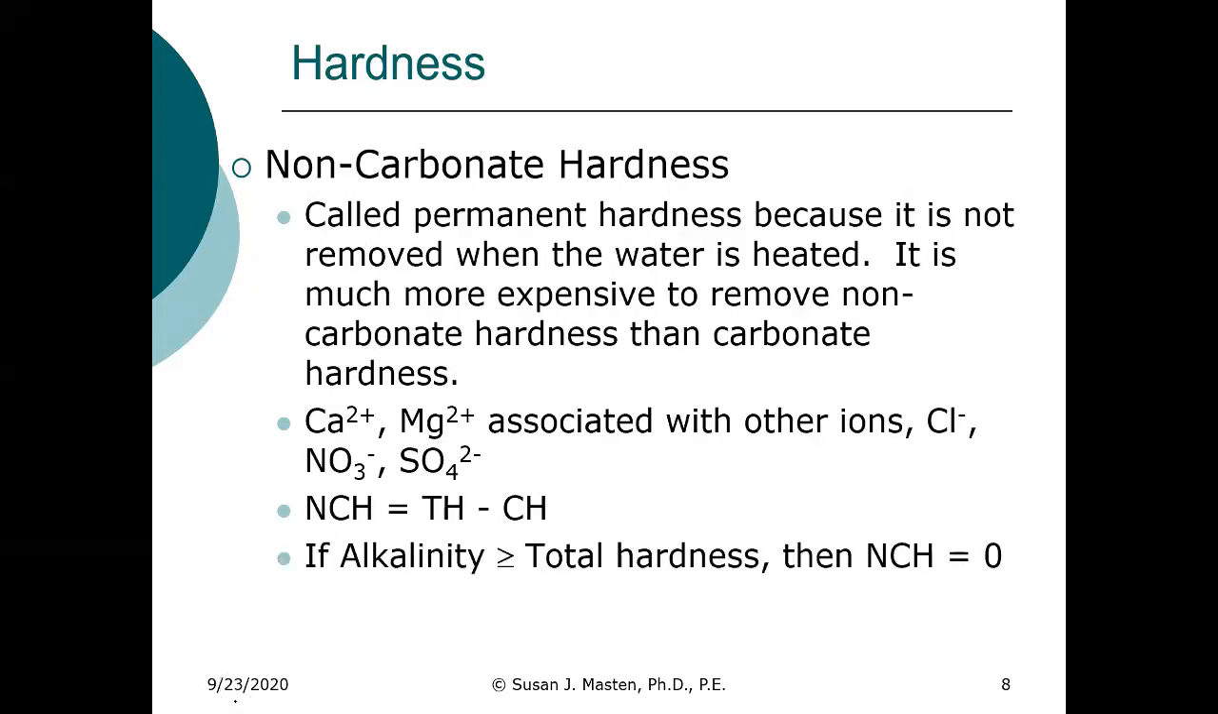Non-carbonate hardness is called permanent hardness, and that's because it's not removed when the water is heated. It's much more expensive to remove non-carbonate hardness. So if we can design a process to remove the carbonate hardness, but leave the non-carbonate hardness in the water, it's actually beneficial from a cost perspective. The non-carbonate hardness is equal to the total hardness minus the carbonate hardness. And if the alkalinity is greater than or equal to the total hardness, then the non-carbonate hardness is 0. So it's that hardness that's associated with ions other than bicarbonate or carbonate.